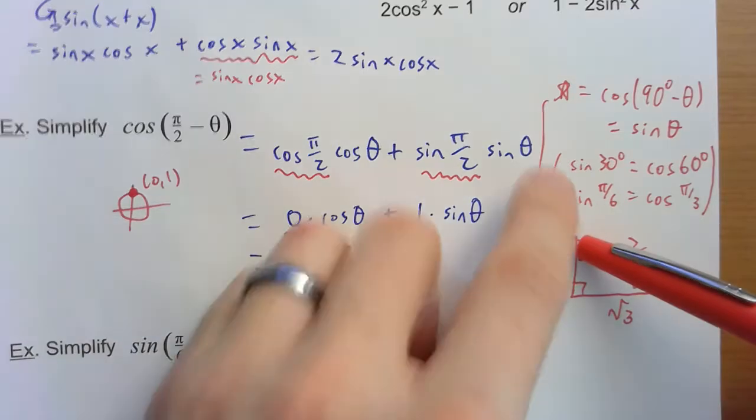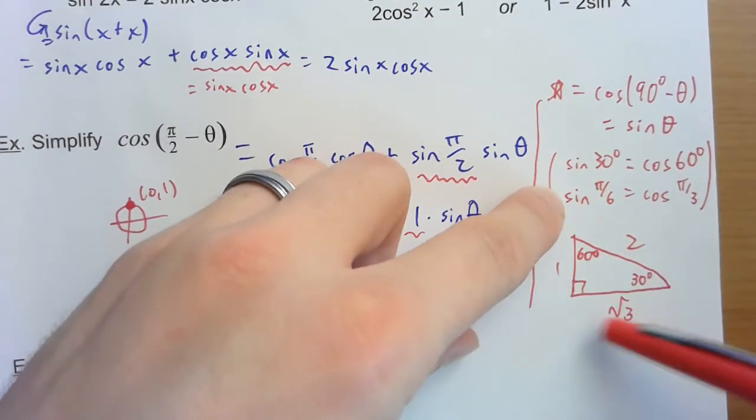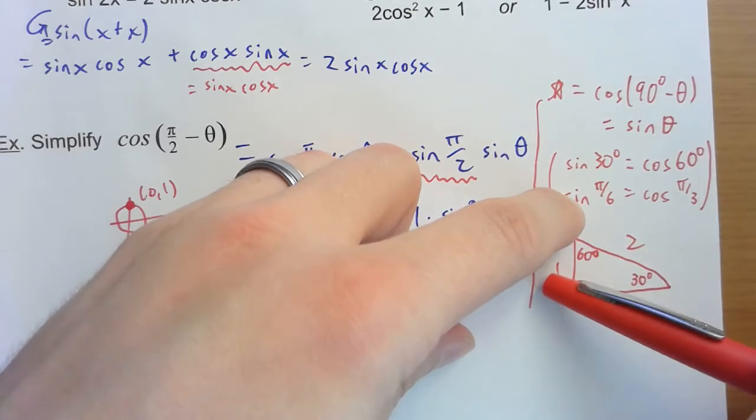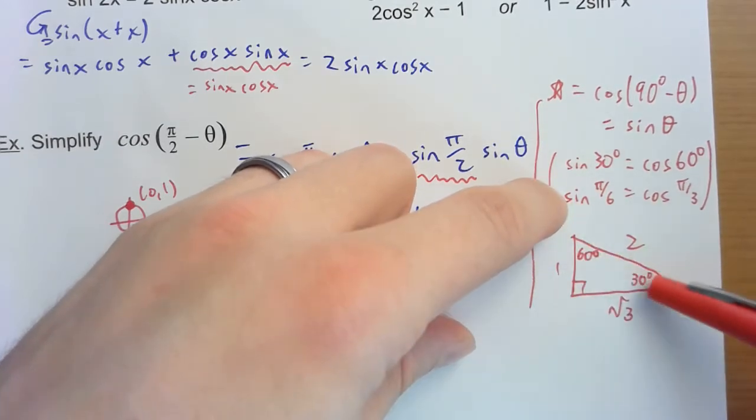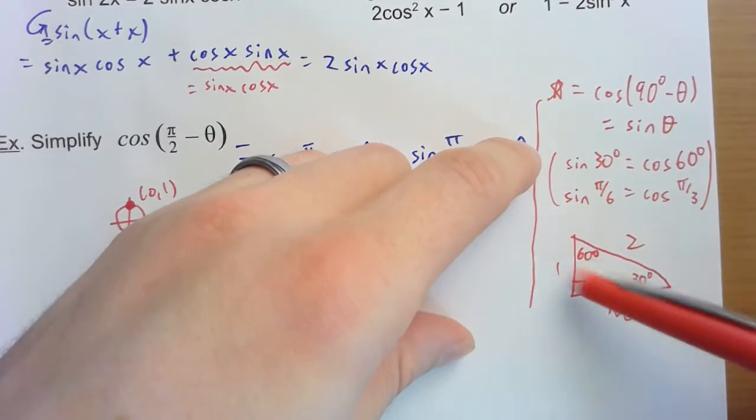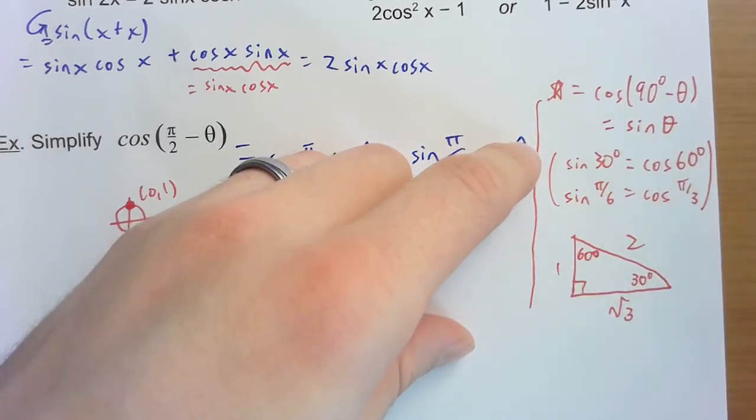Well, if we look at the 60 degrees, it just flip-flops the opposite and adjacent, right? If you look at 60 degrees, this is the opposite, and that's the adjacent now. If we switch which one of these angles we're looking at, then which one's labeled opposite and which one's adjacent is going to flip-flop.